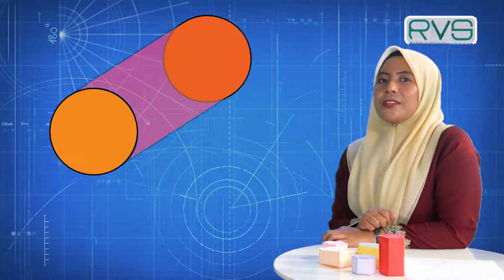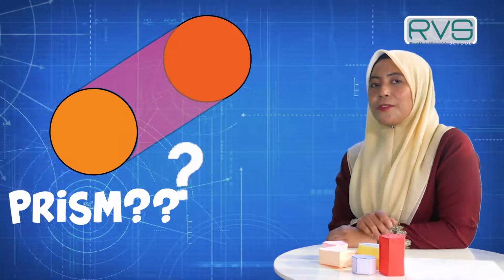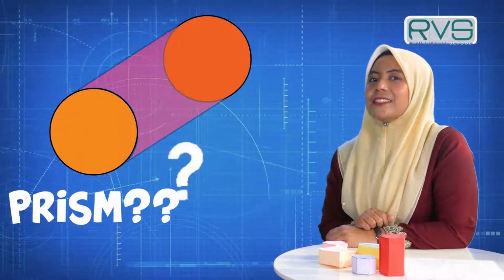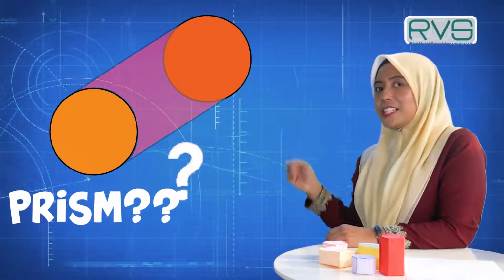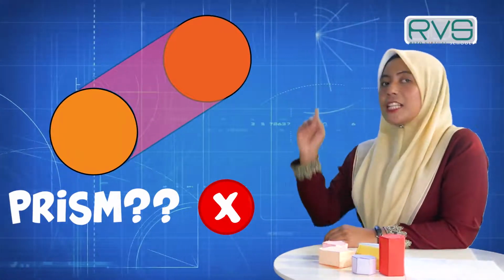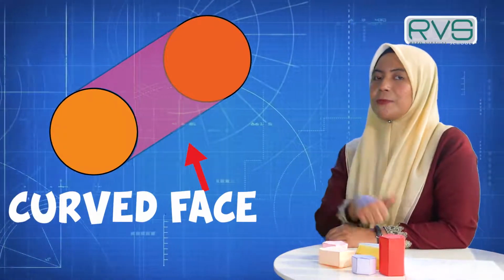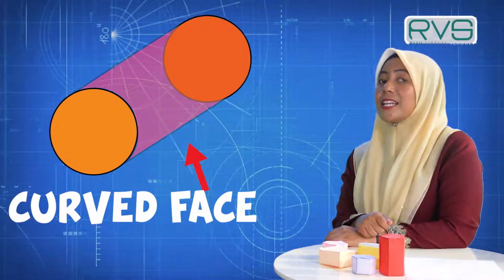Alright. So, kids, let me show you this picture. I want to ask you, is it a prism or not? If you say no, why? Okay, very good. This picture is not a prism. Why? Because this picture has a curved face. What is the name of this shape? Very good. That is a cylinder.